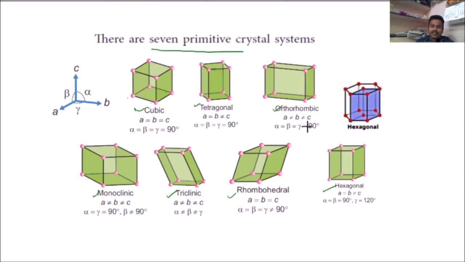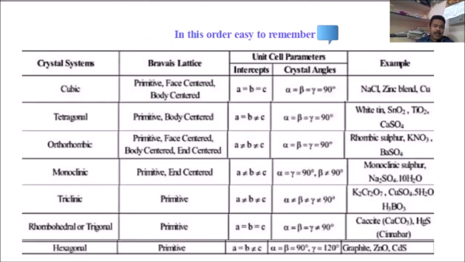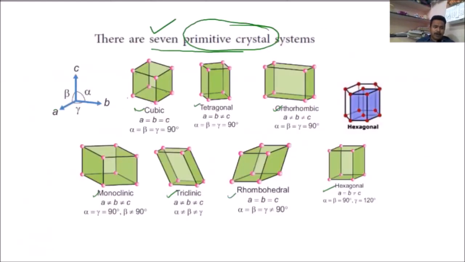All these 7 crystal systems, how many? 7 crystal systems are there in a primitive unit cell type. And to remember that easily, what is the method? How many are there? 7. 1, 2, 3, 4, 5, 6, 7. This one we are going to remember in the name of CTOMTRH. Like this you can remember. Why am I following this order? I am not following the textbook order. I am following CTOMTRH.